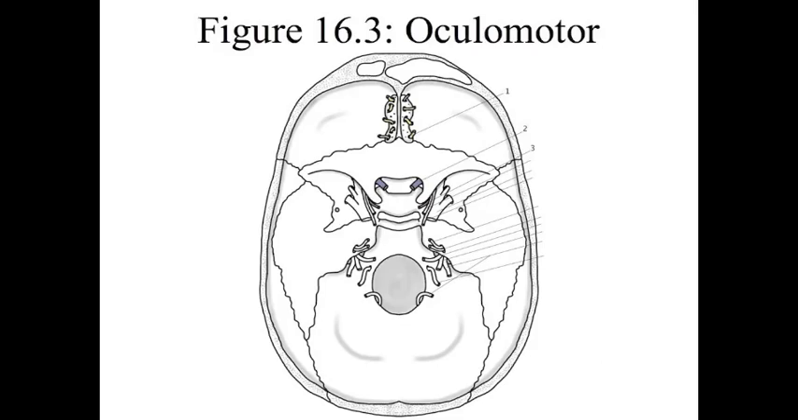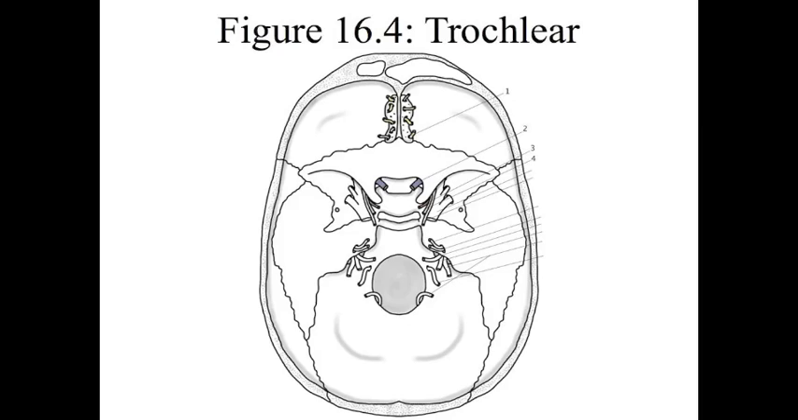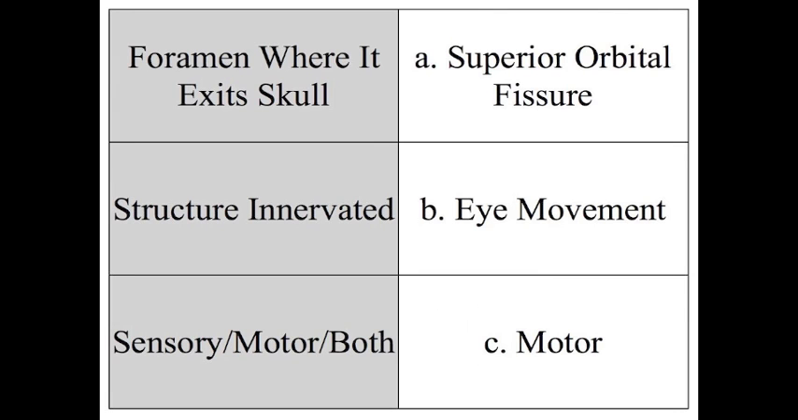Number 3 is the oculomotor nerve. It exits the skull through the superior orbital fissure. It innervates eye movement, and it is a motor nerve. Number 4 is another one of those eye movement nerves. It is the trochlear nerve. It exits the skull through the superior orbital fissure. It innervates eye movement, and it is a motor nerve.